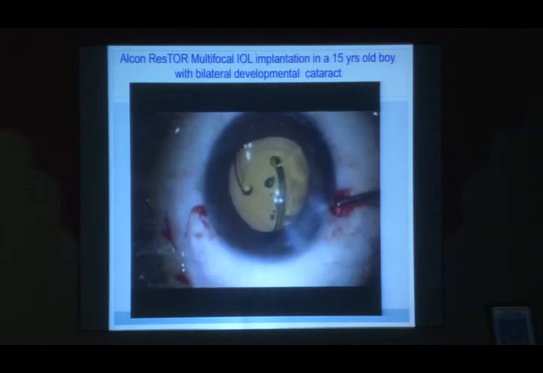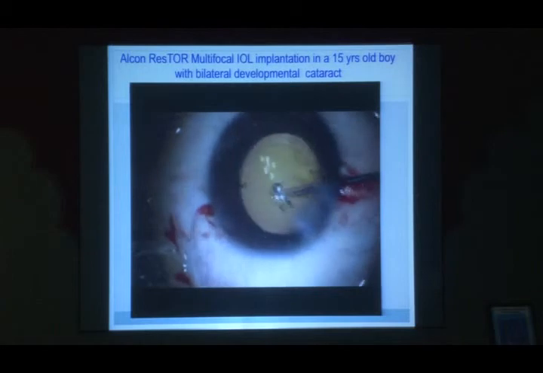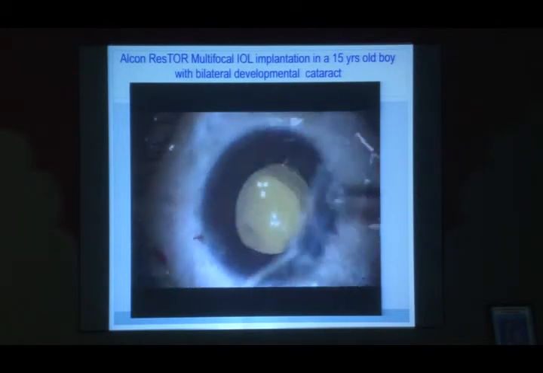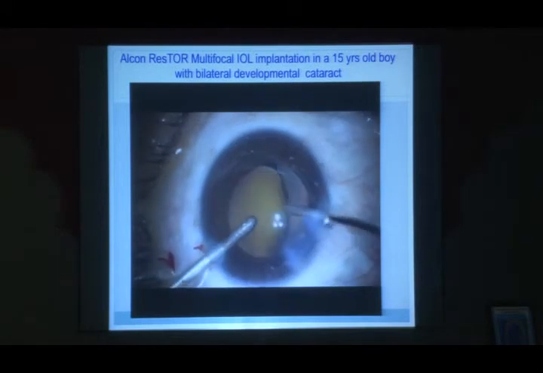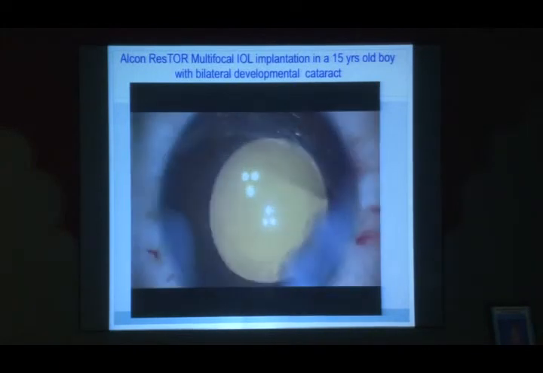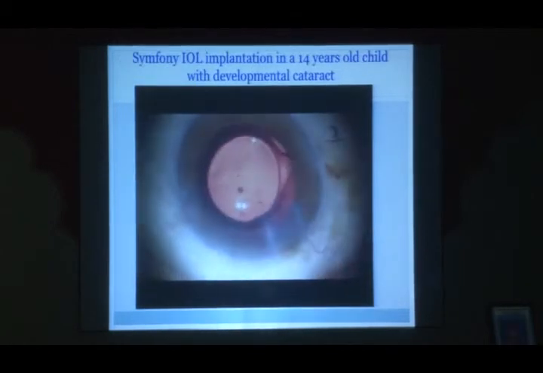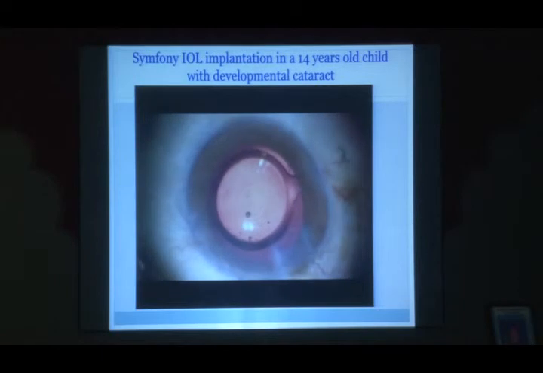And here we are using Alcon Restore IOL in the bag. It has to be implanted bilaterally. Then removal of the viscoelastic substance. And this is the final picture. This is another eye of a child where we have used Symphony IOL in the capsular bag.